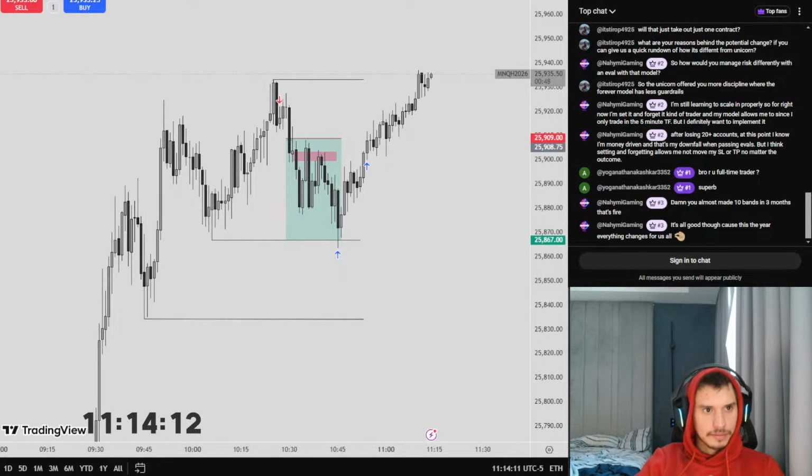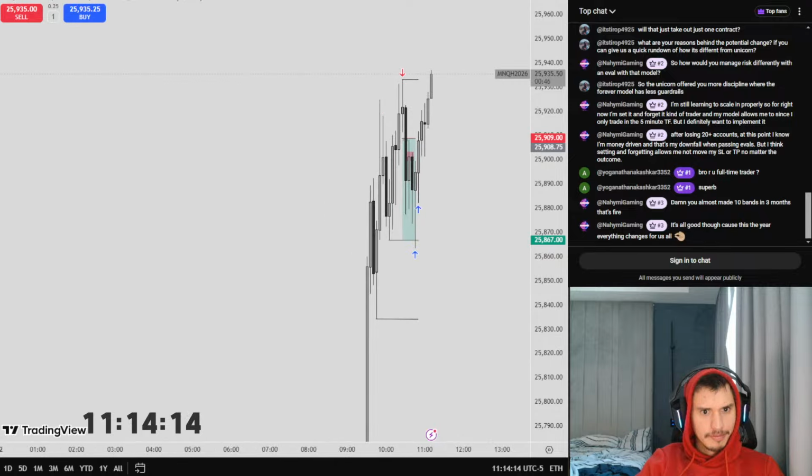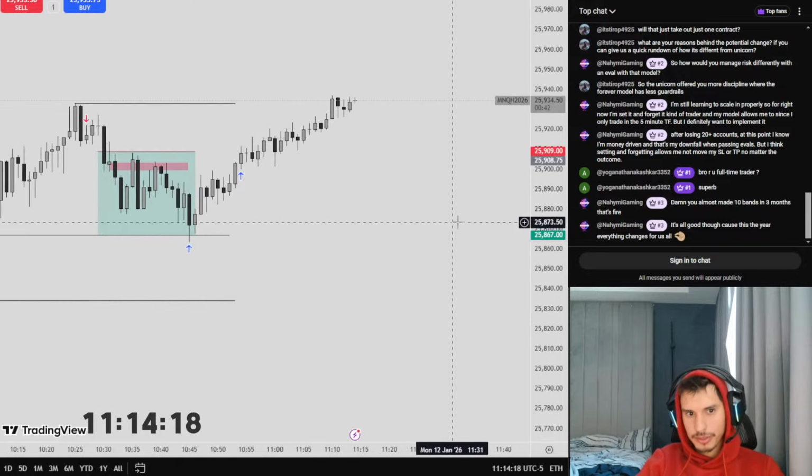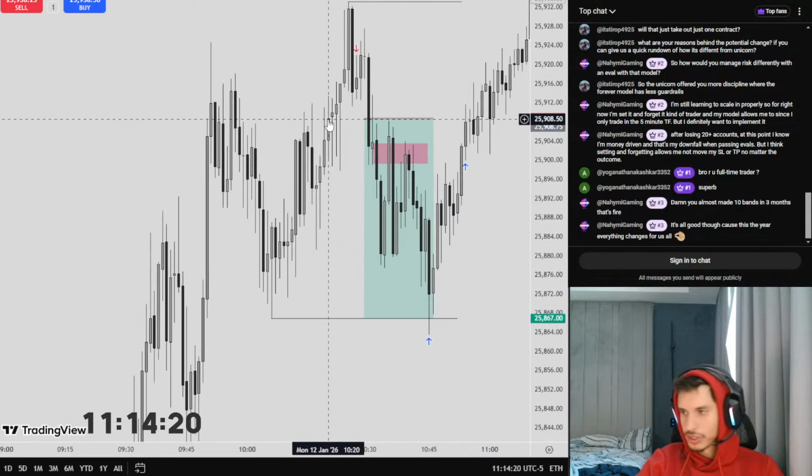So absolutely nothing for me to trade. Just this beautiful CRT we caught.